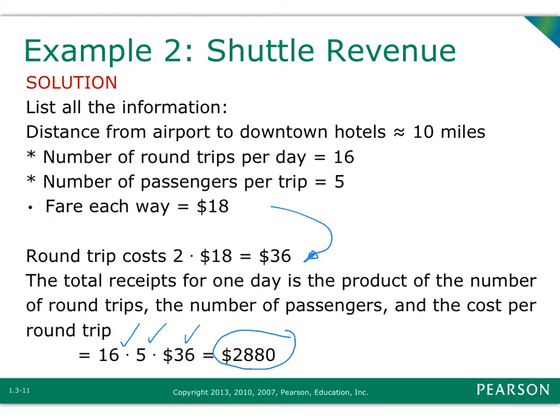The question is, does it make sense? I believe so. Because if we go back, we know we have how many round trips? 16. We have 5 passengers per trip, and we have a total of $36 per round trip.